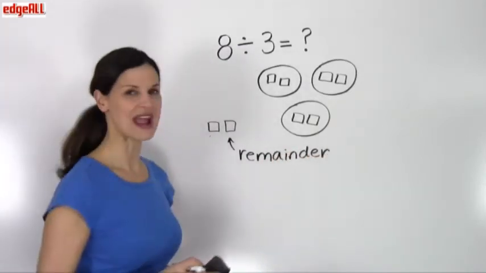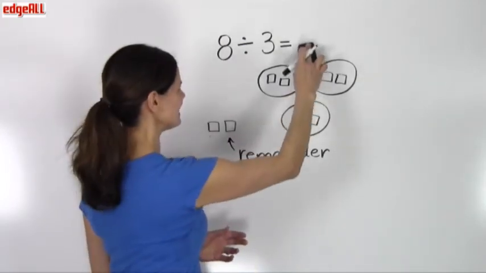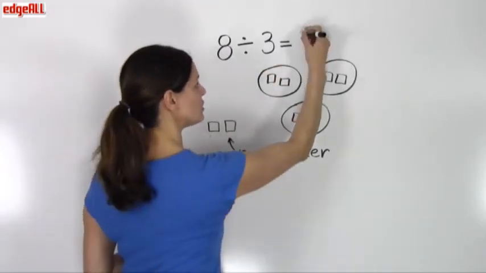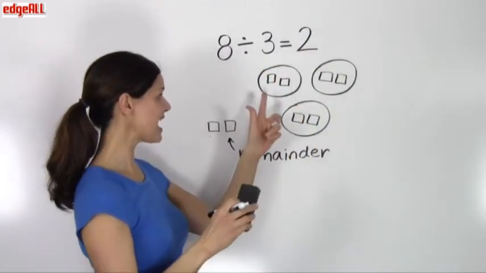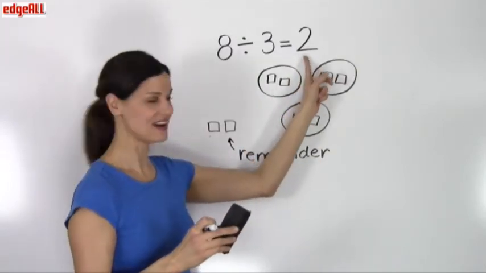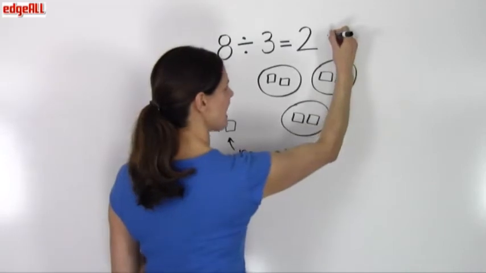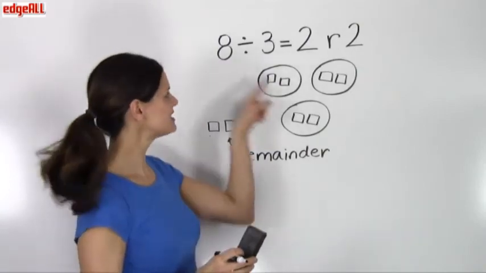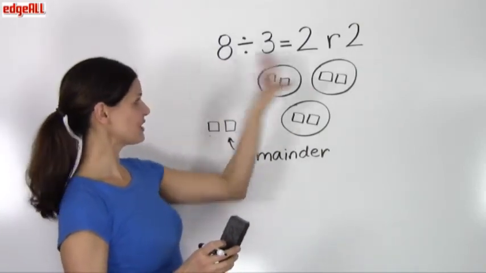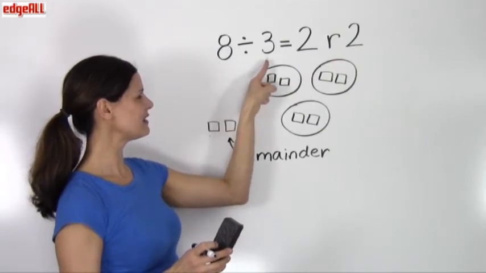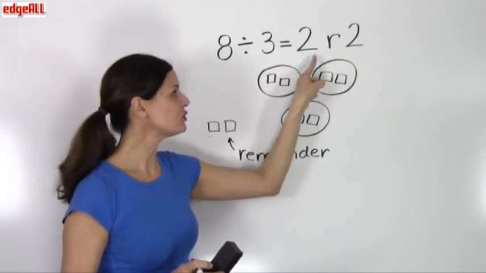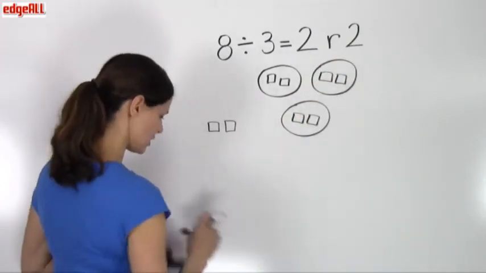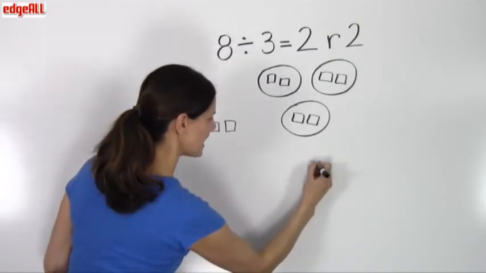And so the way that I write my answer to this is, in place of this question mark here, I'm going to say 8 divided by 3 equals 2. And that tells me that I can make 3 groups of 2 here in my answer, but then I have to account for the 2 extras, and I put a little r there, and I put a 2 afterwards. And so I read this whole problem as 8 divided by 3 equals 2 remainder 2.